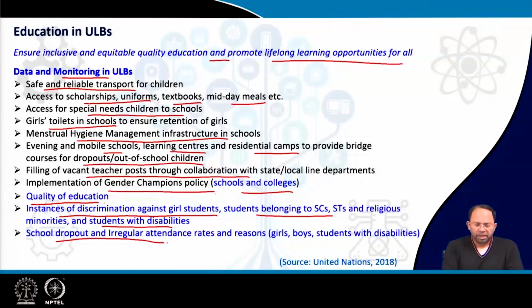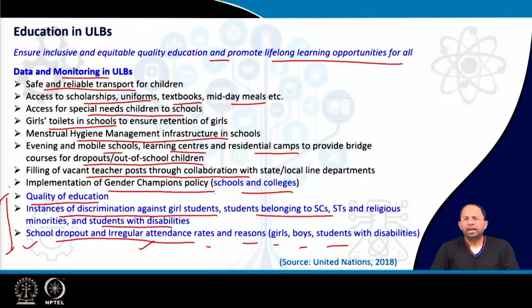Then school dropout and irregular attendance rate, as well as the reasons why they are dropping out, and the rate of that dropout, both for irregular attendance and eventual school dropout. Both have to be tracked for girls, boys, and students with disabilities. This will help us understand how we can prevent these dropouts if we know the reasons for them. Similarly, discrimination has to be reduced. So these are the different things that we have to monitor and track at the urban level.